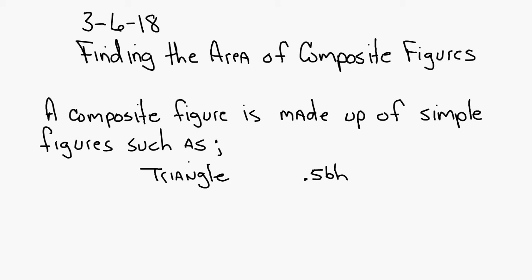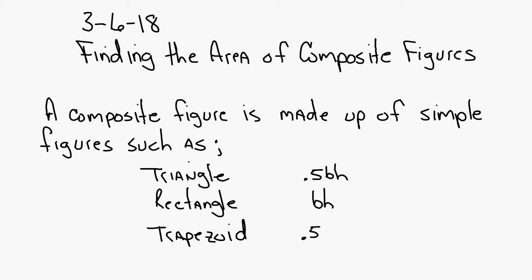A composite figure is made up of simple figures such as triangle, rectangle. A composite figure could be a triangle on top of a rectangle. All right, this is base times height. A trapezoid. All right, a triangle on top of a trapezoid could be a composite figure. And the area formula for a trapezoid is 0.5 times base 1 plus base 2 times the height.